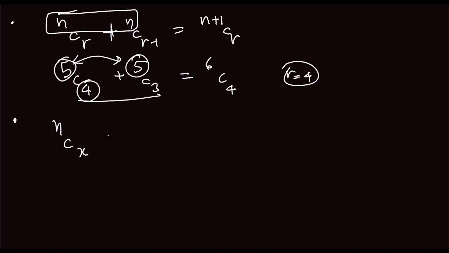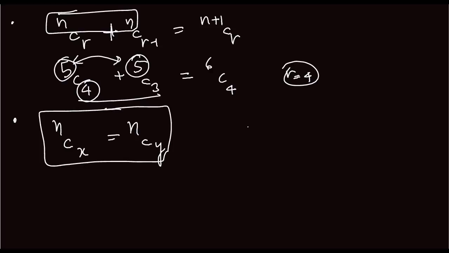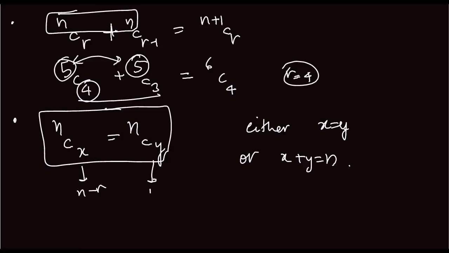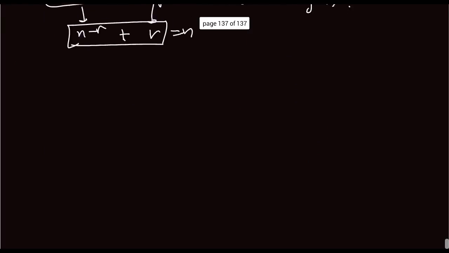Now one of the important properties is: if nCx equals nCy is given to you, then either x equals y or x plus y equals n, because this can be written as n minus r and this can be written as r. In that case x is not equal to y, but x plus y equals n. Okay, so this is one important property.